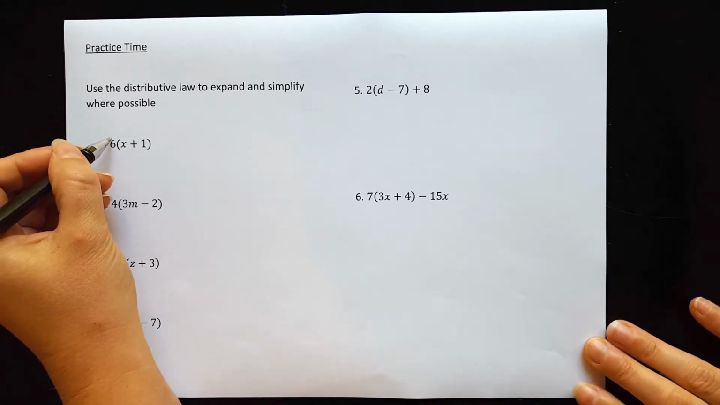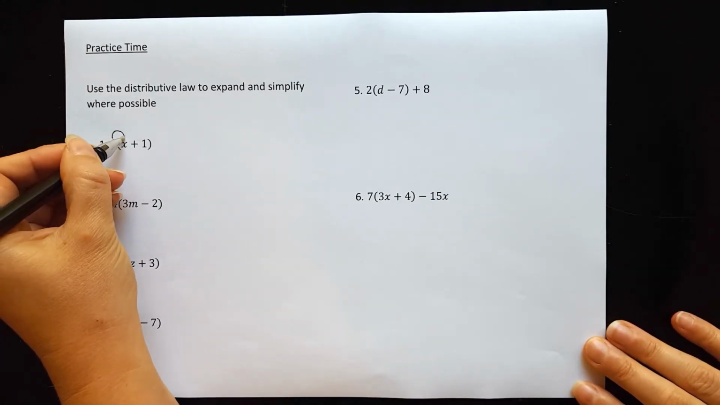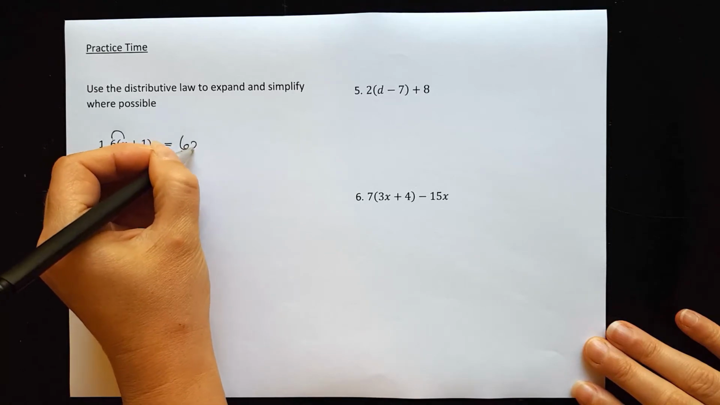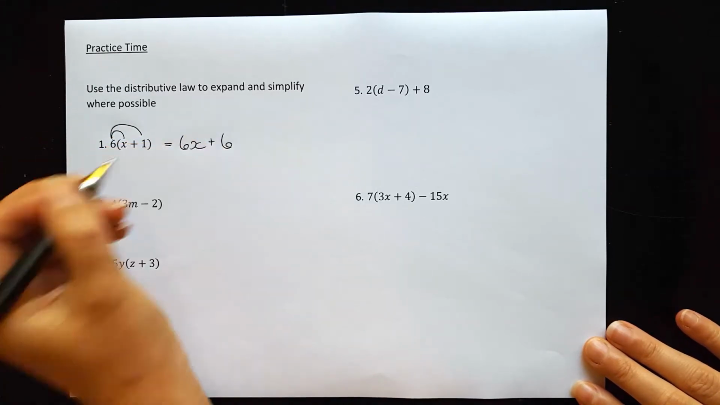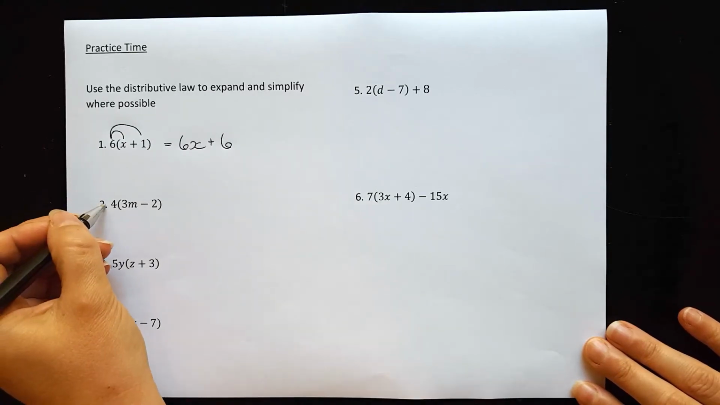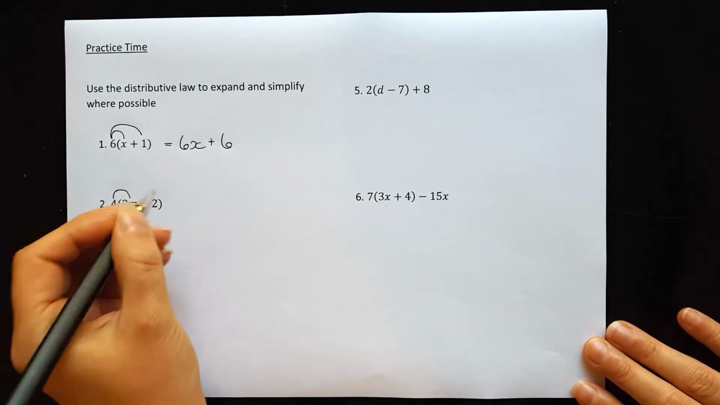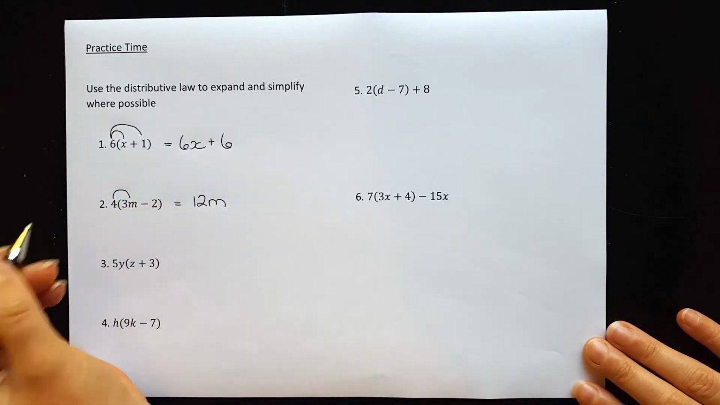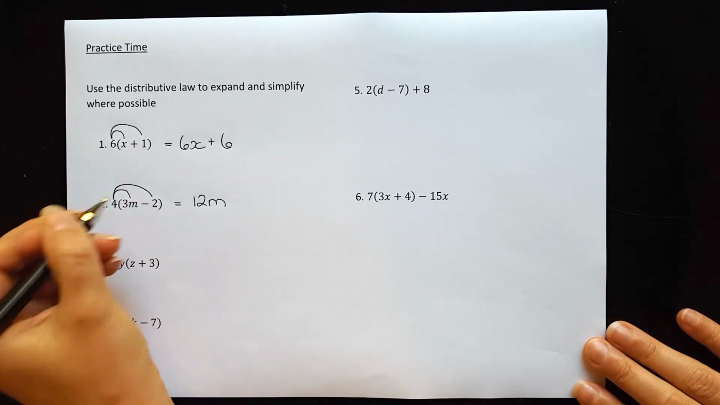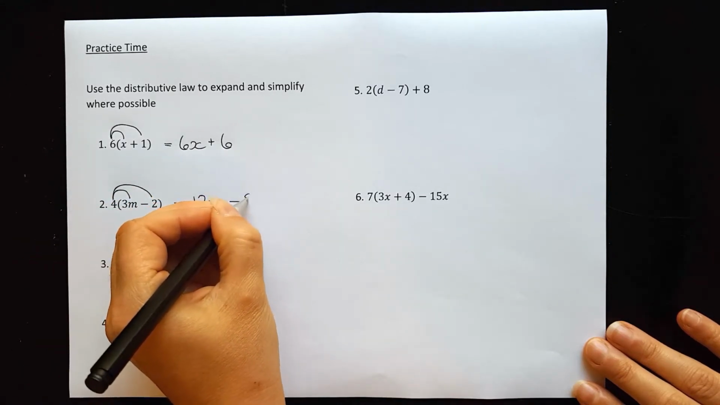So expanding for this first one, 6 times x is 6x. 6 times 1 is a positive 6. For 2, 4 times 3m. So 4 times 3 is 12m. 4 times negative 2 is a negative 8.